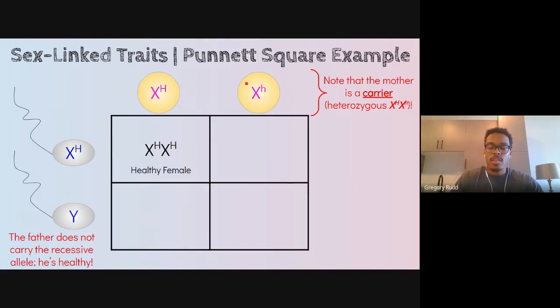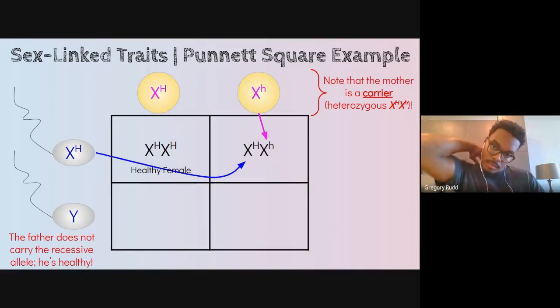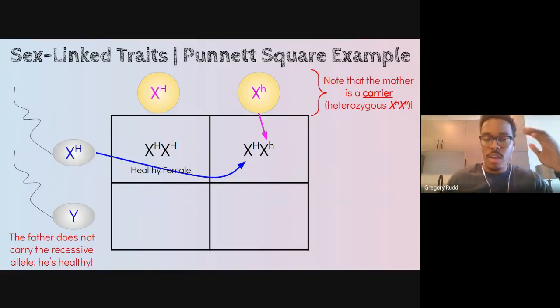Good, Jessica. So we need 1 recessive h from the mother, and we also get 1 capital dominant H, 1 dominant allele from the father. Good job. So everyone should be able to see that. We just drop this allele down, and we slide this allele over, and so we end up with this genotype right here.